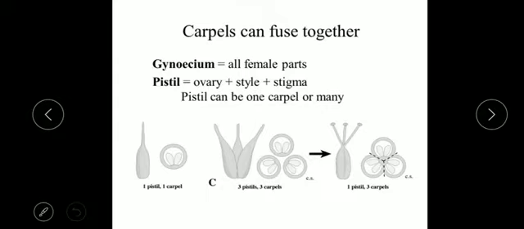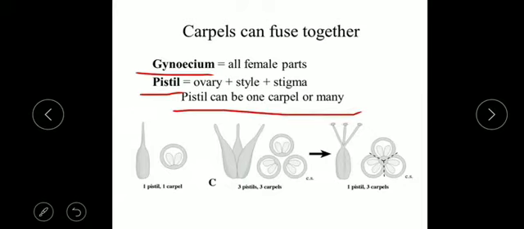So what exactly is the pistil and what is a carpel? Okay, there is a confusion. You can see here the gynoecium is all the female part, we can call it a complex term, while the single unit is called a pistil, which consists of stigma, style and ovary. But the pistil may have one carpel or many carpels.